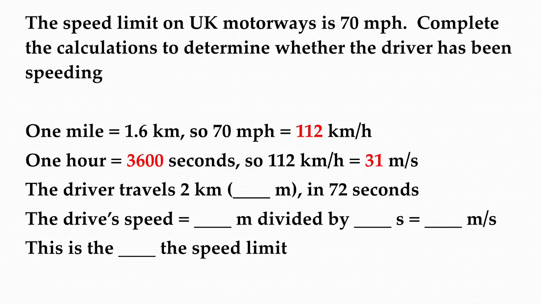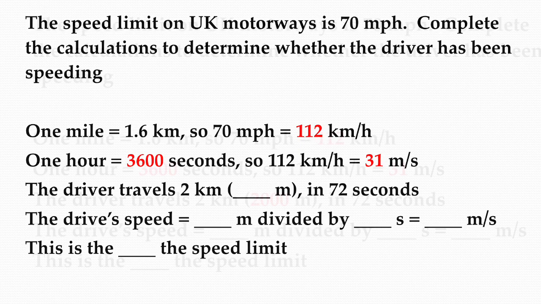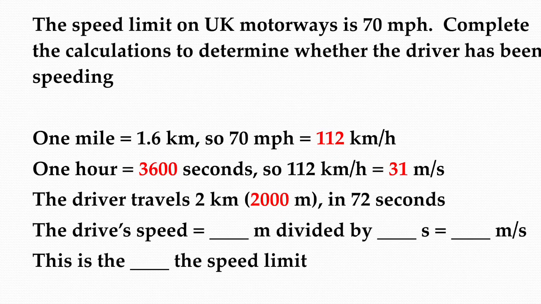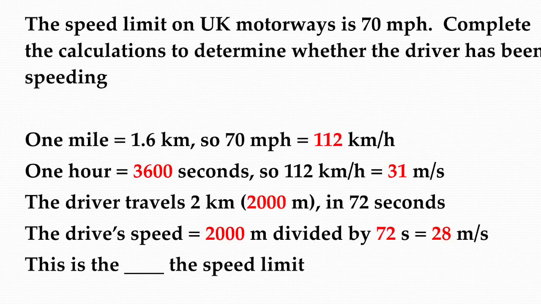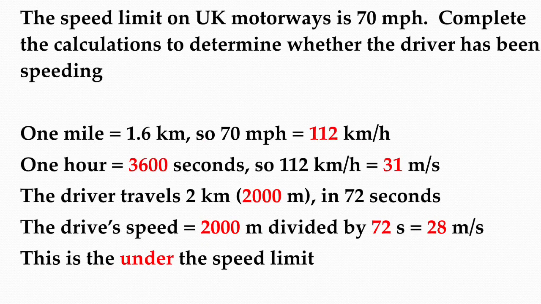For the second one, there are 3,600 seconds in an hour. That's just 60 seconds times 60 minutes. And so the answer is 31 meters per second. 2 kilometers is the same as 2,000 meters. The driver's speed is therefore that 2,000 meters divided by 72 seconds, so 28 meters per second. And this is under the speed limit, so the driver isn't speeding.